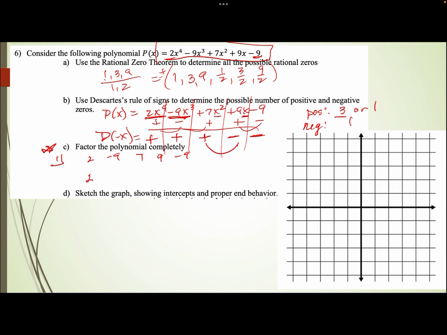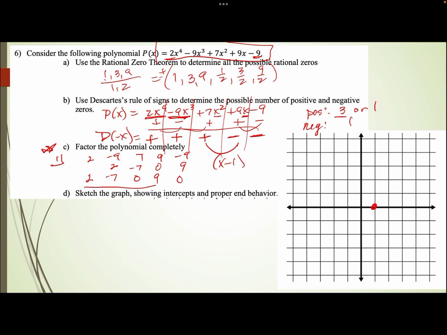So I bring down the 2, -7, 0, gives me 0, and I have a factor. So one of my factors is x minus 1. Remember, if 1's a 0, x minus 1's a factor. And it also gives me a 1 for a 0 on the graph.